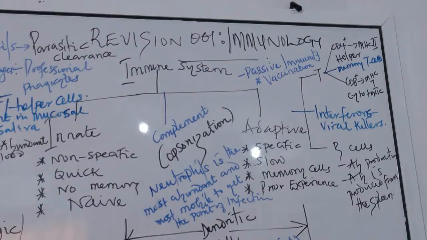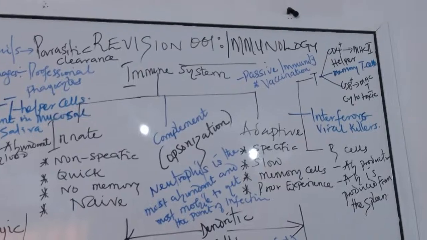Then the third one, which is also cellular in nature, is interferons. Interferons are known to be viral killers. They are very, very effective in intracellular protection of the host. So they are specialists in dealing with intracellular threats like viruses, like cancer cells, and so on and so forth.